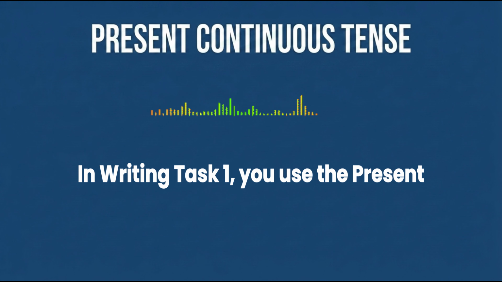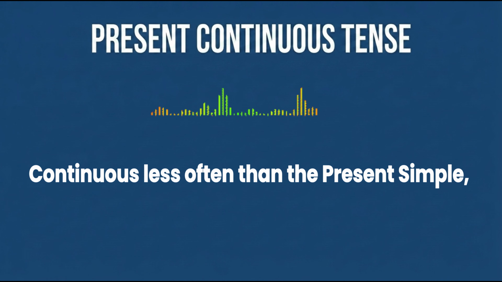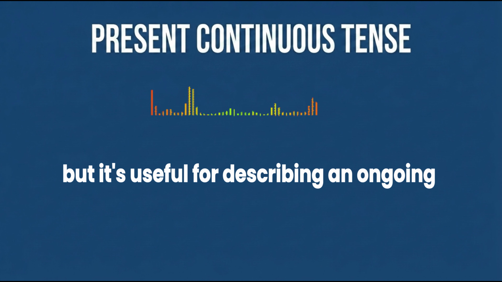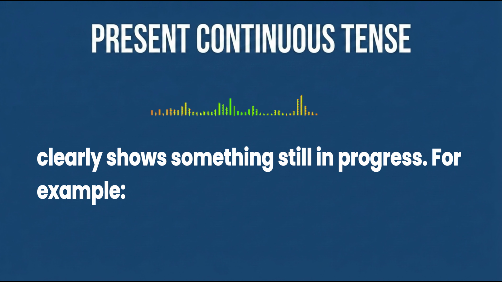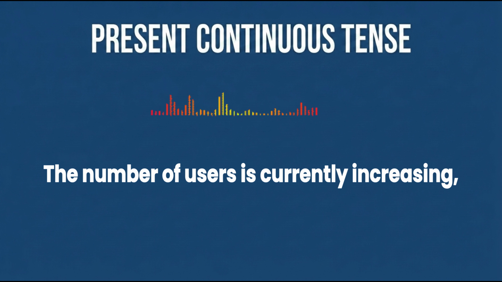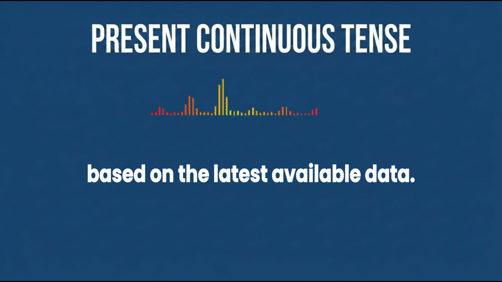In writing task 1, you use the present continuous less often than the present simple, but it's useful for describing an ongoing or emerging trend when the data clearly shows something still in progress. For example, the number of users is currently increasing based on the latest available data.